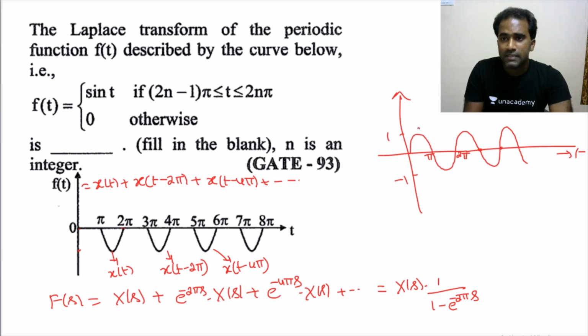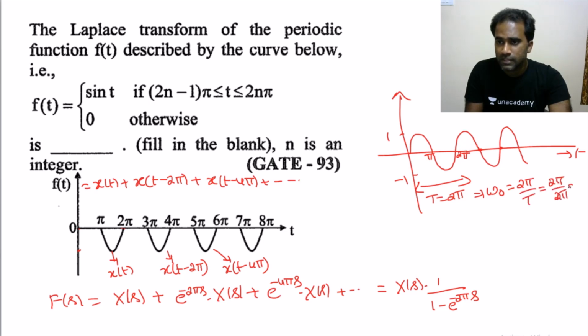So what would be the time period of the signal? Time period of the signal is 2 pi. So this implies omega naught, angular frequency, is 2 pi by T, which is equal to 2 pi by 2 pi, which is equal to 1. So angular frequency is omega naught, and this looks like a sine signal. So it is sine omega naught into t. Omega naught is 1, it is sine t.